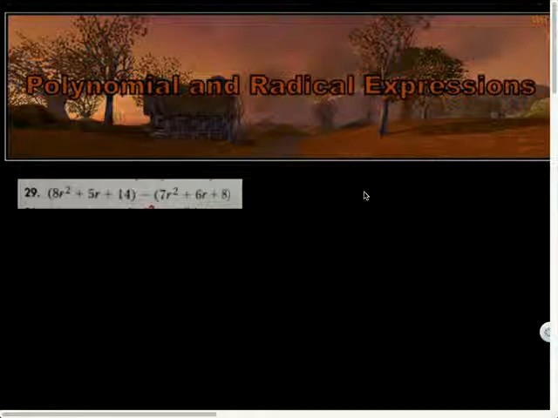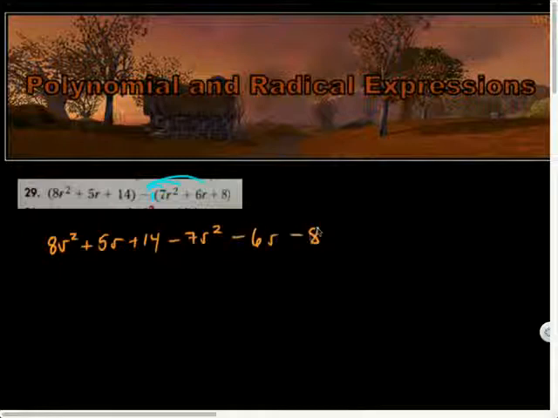We're talking about polynomials. In this case, it's really all about combining like terms. But the first thing I would do with this particular problem is deal with that minus sign. So 8r squared plus 5r plus 14. I would distribute that minus sign just as if there was a little 1 hiding there, like some sort of hobbit wearing a ring. So I would have minus 7r squared minus 6r minus 8.